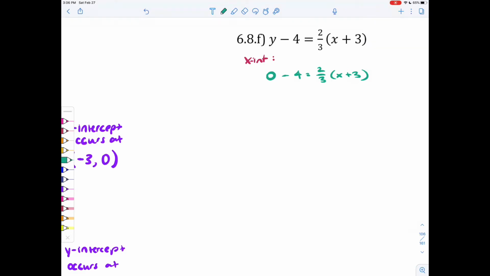What do I want to do? Well, let's see, this is just -4. I'm going to divide both sides by 2/3. So multiply by 3, divide by 2. So on the left, I've got -6. And then I've got x plus 3 on the right. Subtract 3 from both sides. Boom. So I can say that we have an x-intercept at the point -9, 0.